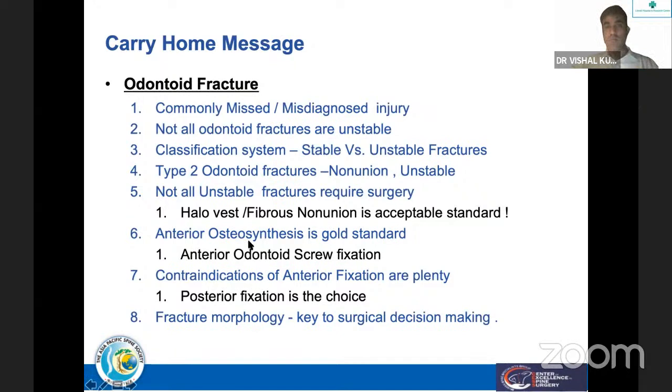Anterior osteosynthesis still remains the gold standard. Unfortunately, the contraindications of anterior fixation are only evolving with each case. And that is why all these factors have to be taken into consideration, leading to more and more patients being managed by posterior fixation. And remember that fracture morphology is the key in surgical decision making, and it cannot be based solely on the type of fracture that one has, but also various factors have to be taken into consideration while you plan the management for odontoid fractures.